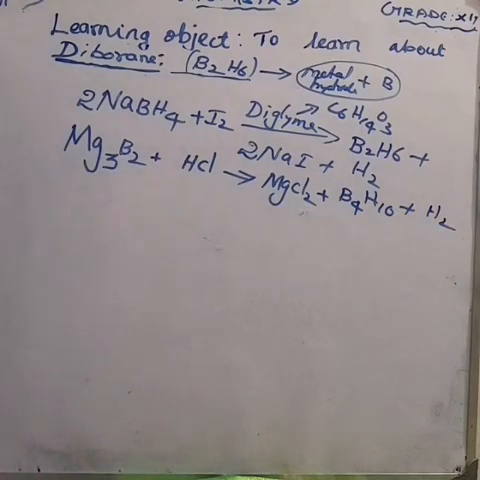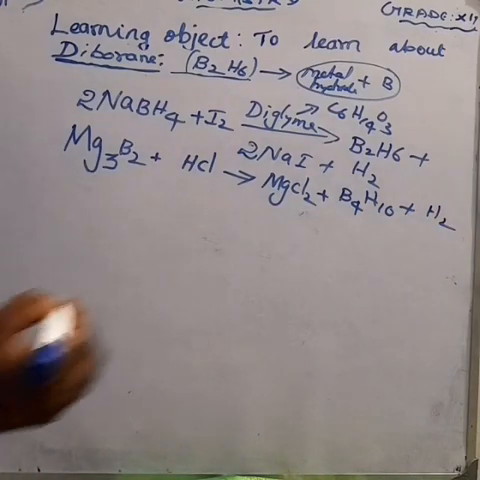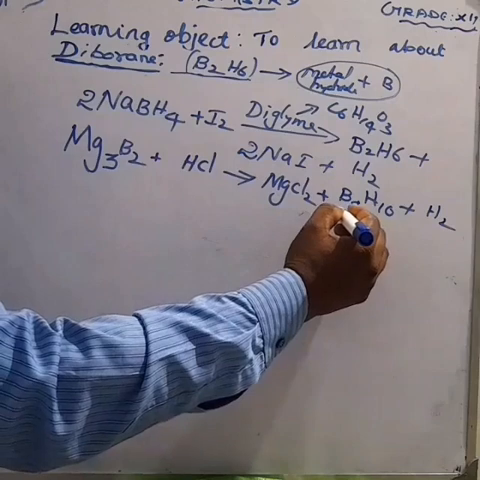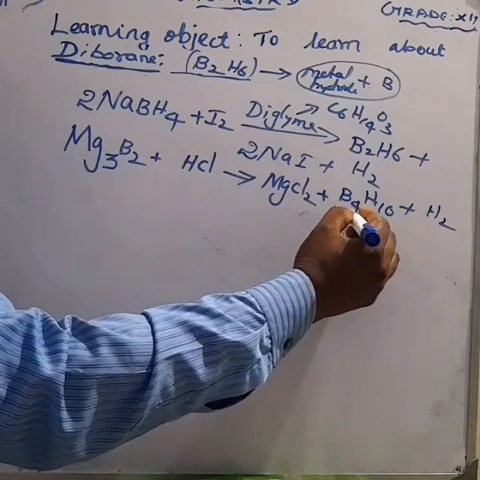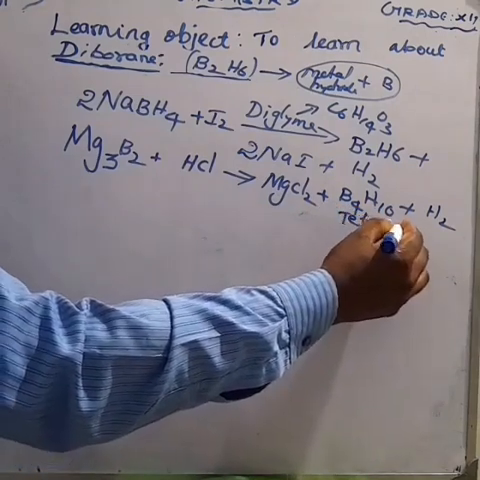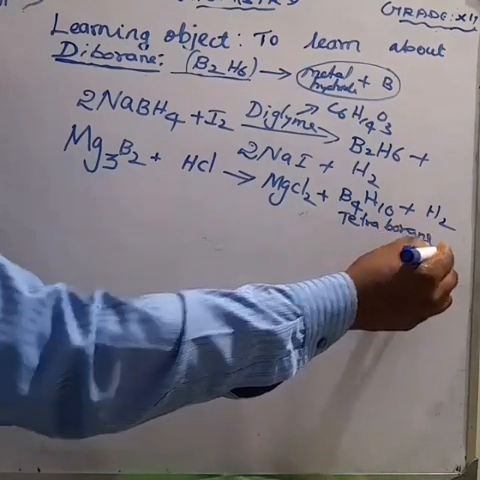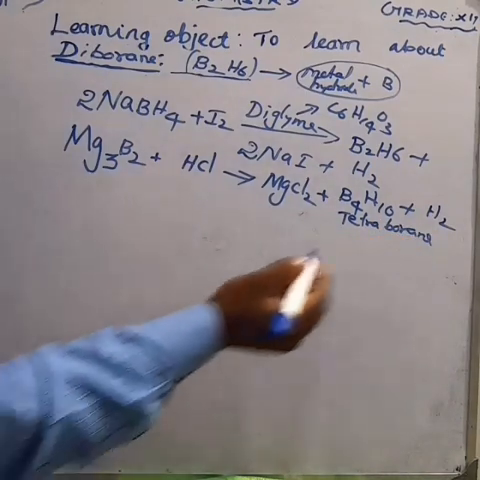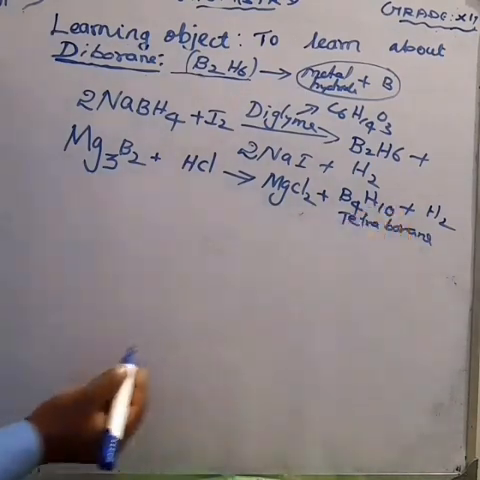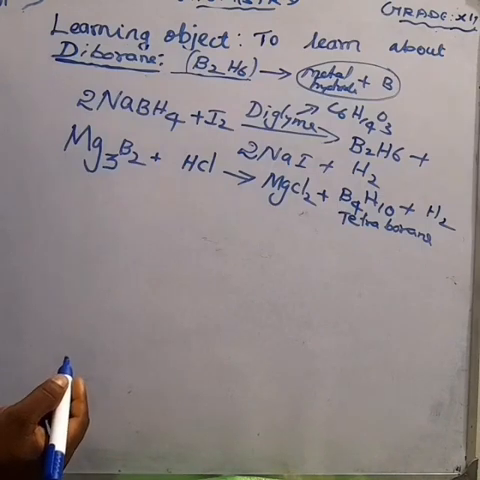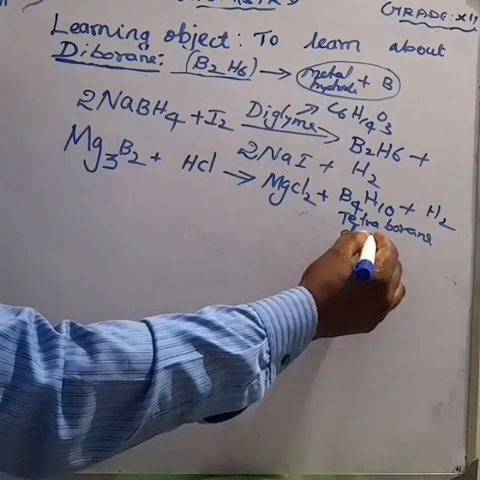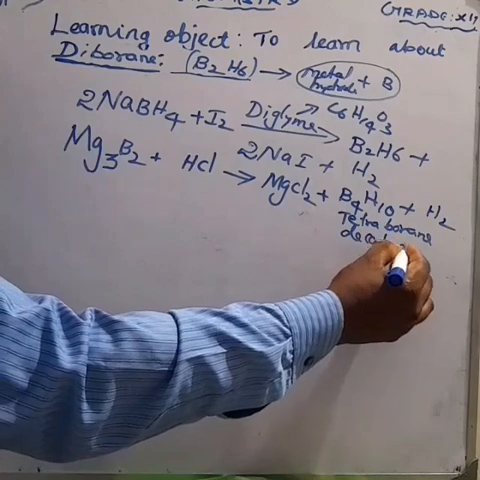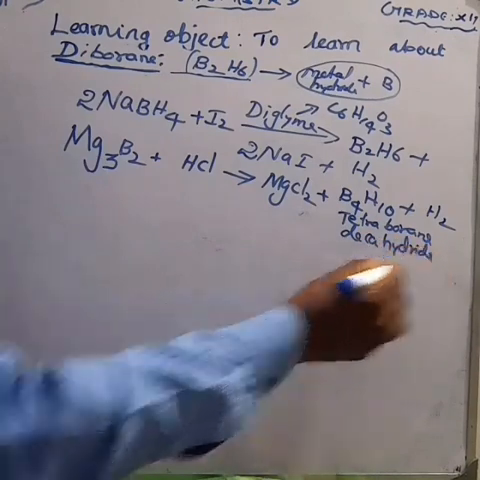B4H10. What is the name of the compound B4H10? It is called volatile tetraborane. Tetra means 4, am I right? So B4H10 means tetraborane, otherwise we can say tetraborane decahydride. Deca means 10. Okay.